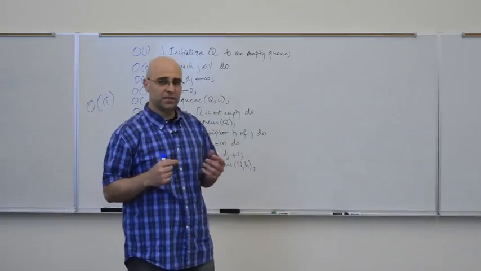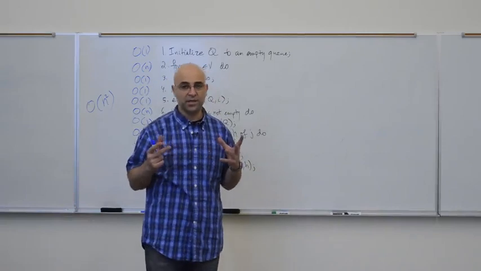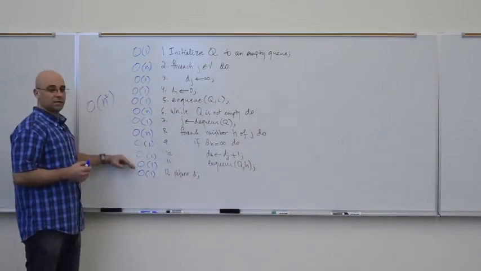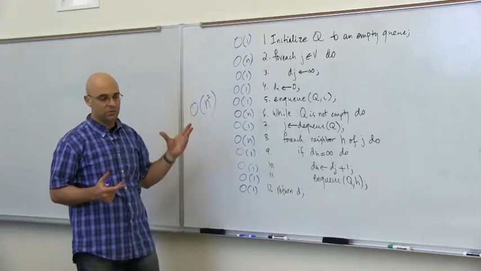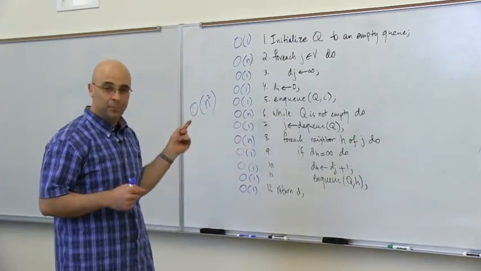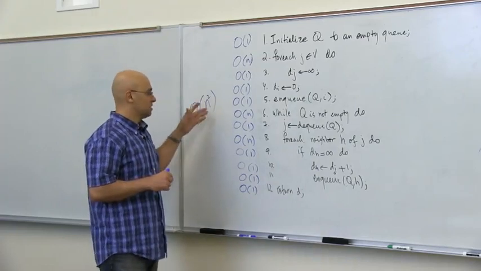Okay, so now we have analyzed the running time of BFS and we got to a function that is quadratic in the number of nodes. Again, if we look at this algorithm, we use this calculation here, we got to this function O of n squared, where n is the number of nodes. If you look at this function carefully, you will notice that m, the number of edges, is not playing any part in this function, okay? It's not playing any part.